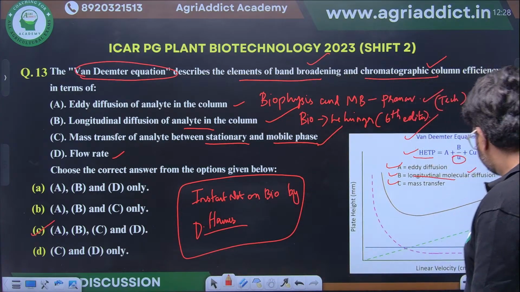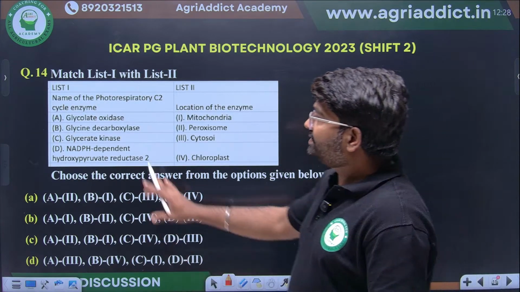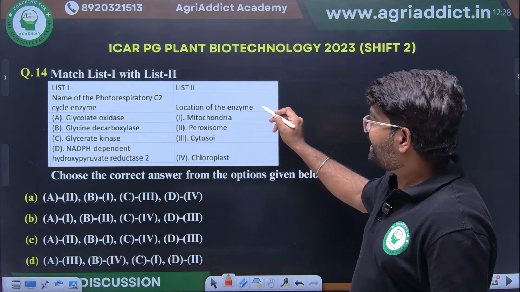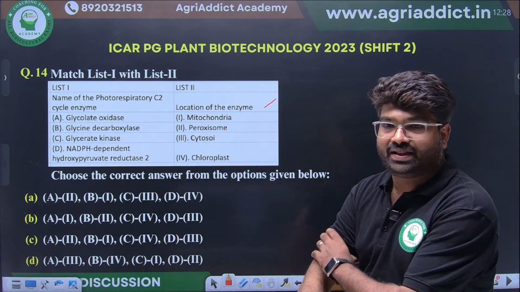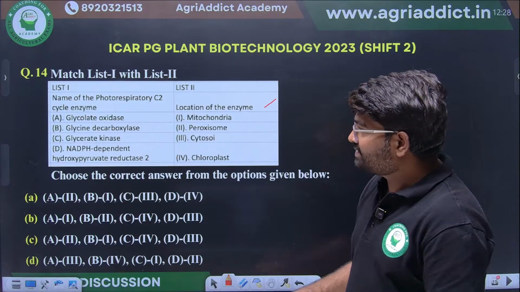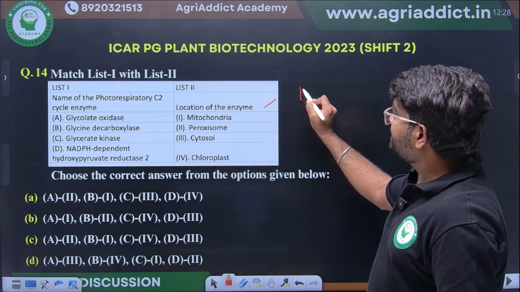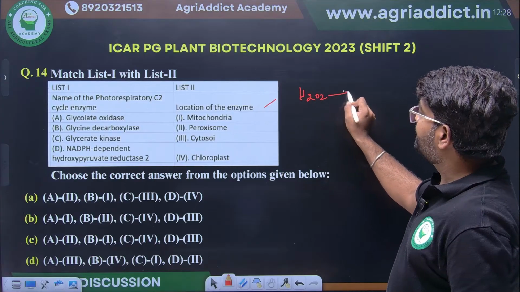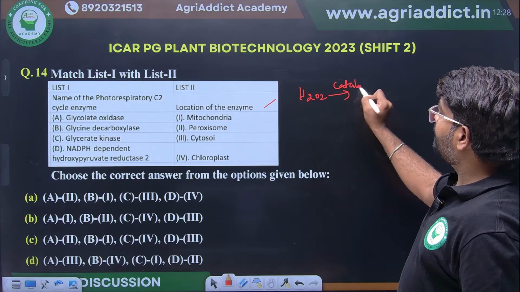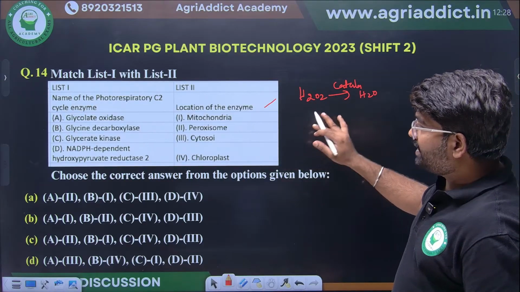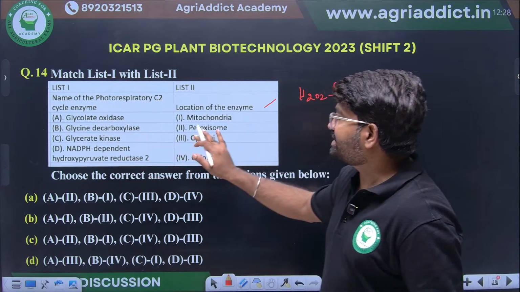Next question. Here they have given the different C2 cycle enzymes, and they are asking the location of the enzymes. Where will the enzymes be localized? You see first glycolate oxidase. This glycolate oxidase will produce hydrogen peroxide, so catalase should be there to degrade it. So this glycolate oxidase will be present in the peroxisome.